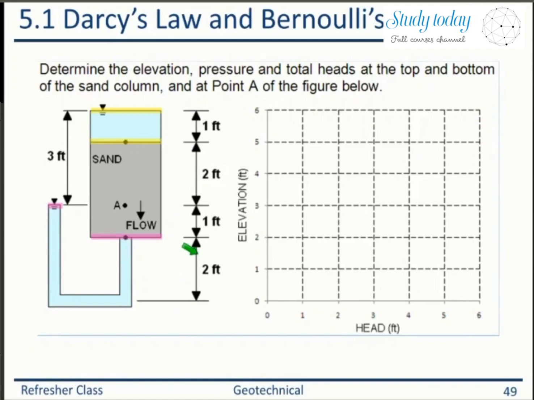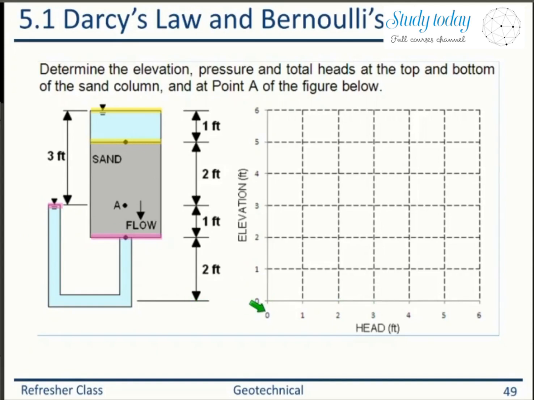When your elevation is 2, along this point, what is the total head? Can you give me? Three or 5? So it's 3, right? When your elevation is 2, your total head should be 3, so it should be here. Why is that? Your elevation at the bottom is 2 and your pressure head is 1. Therefore, the total head at the bottom is 3.